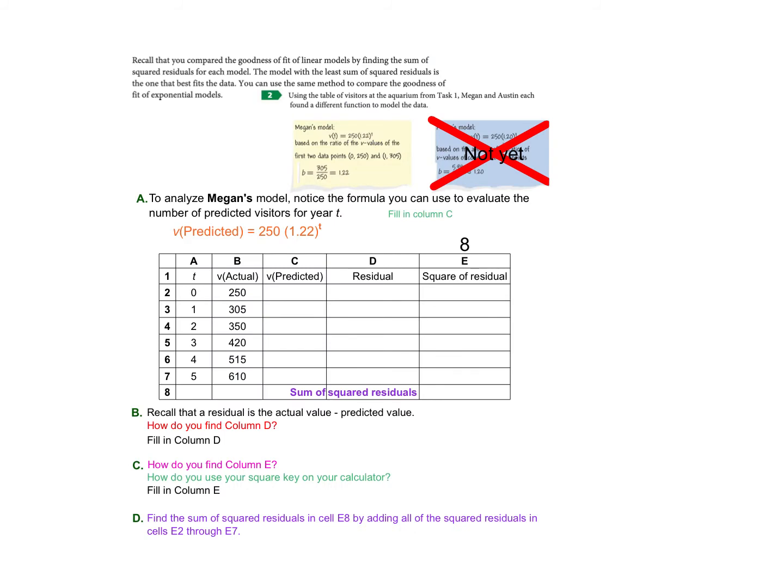All right, I would like you guys to read through this top paragraph right here. Just read it to yourself real quick, and then I will talk about it.